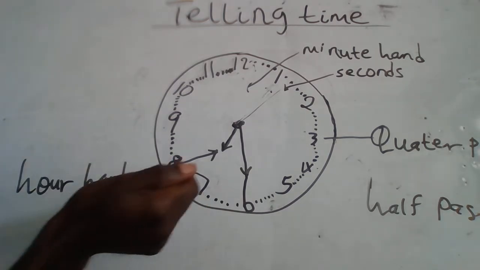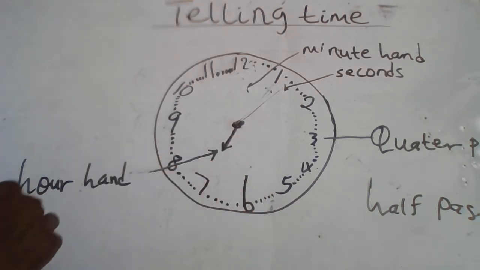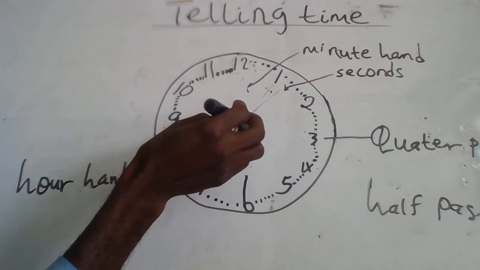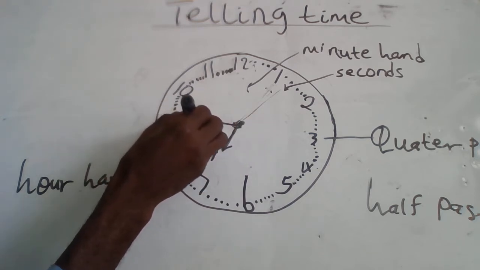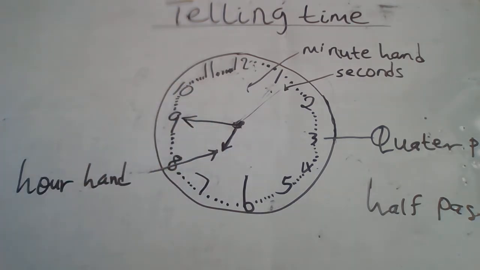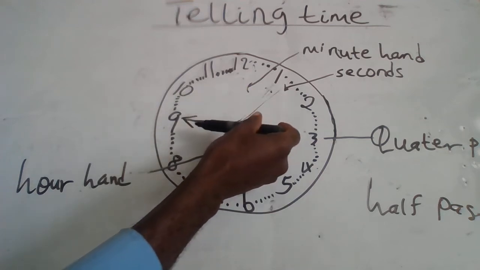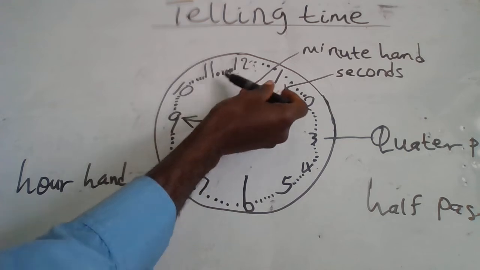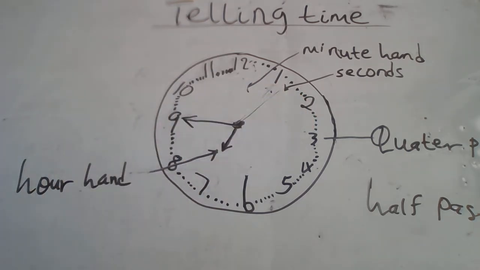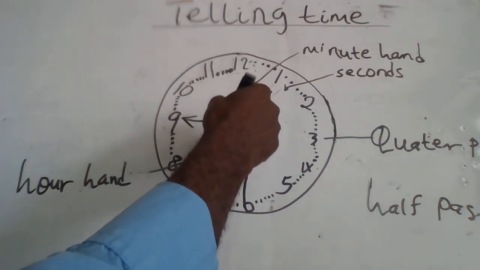So now let's say, supposing our minute hand is now at 9. So how many minutes do you have left? 1, 2, 3. So here we say, this is 1, 2, 3. So 5 times 3 is what? It's 15, right? So we say that it's a quarter to 8.